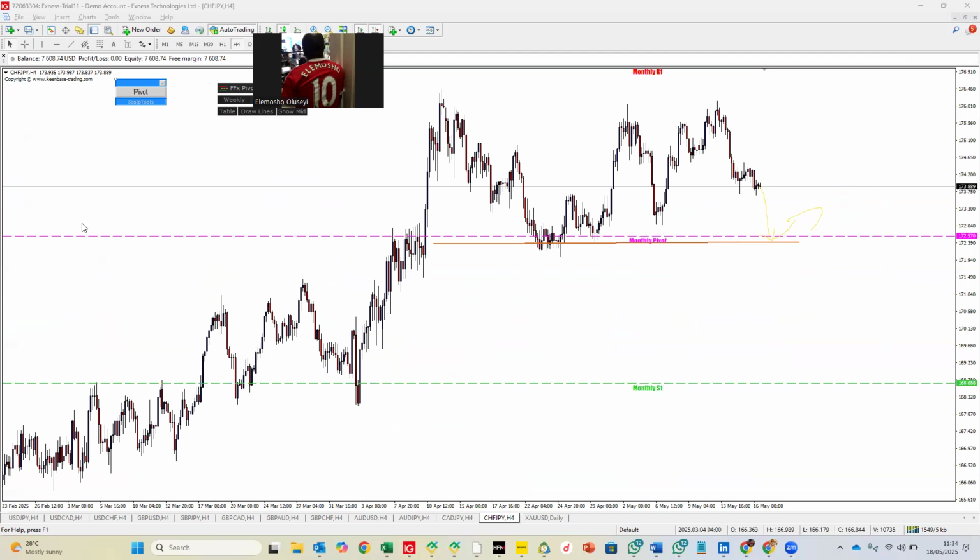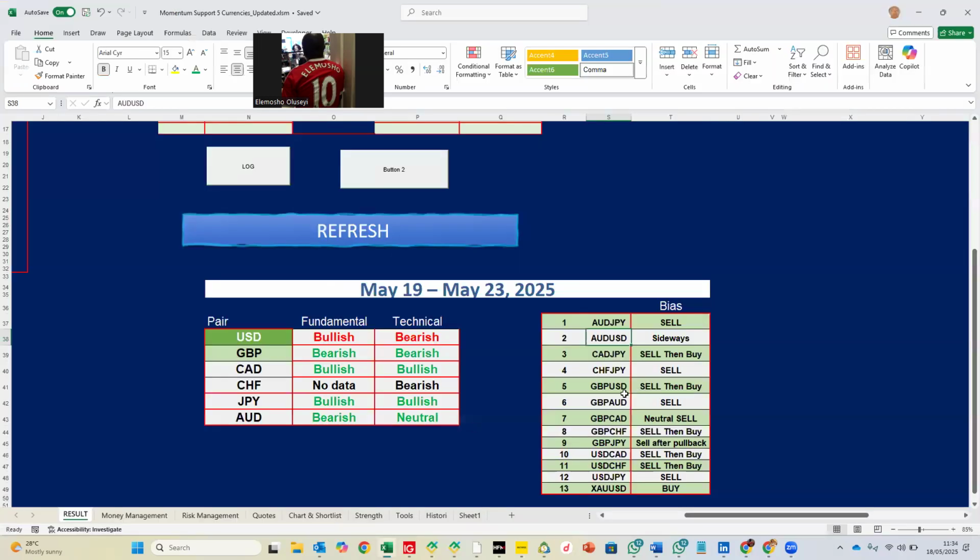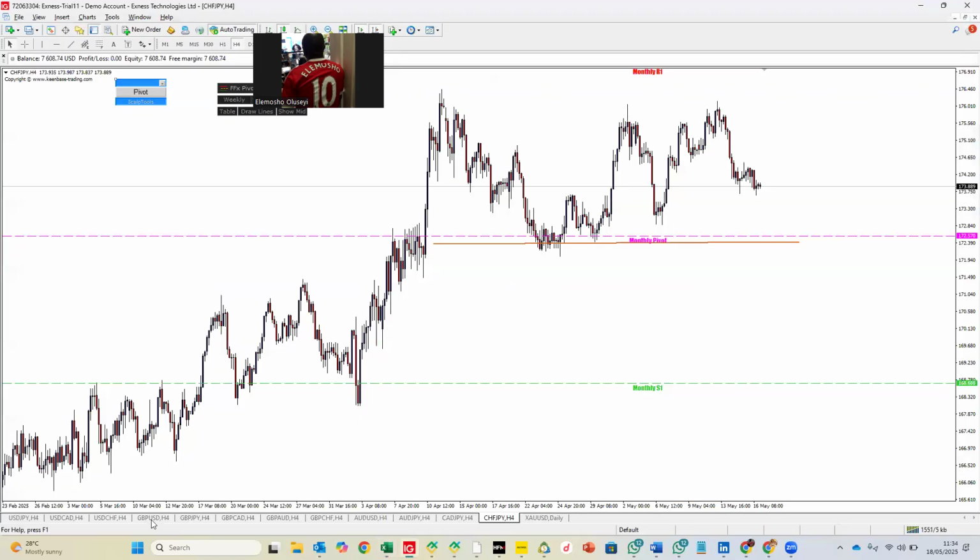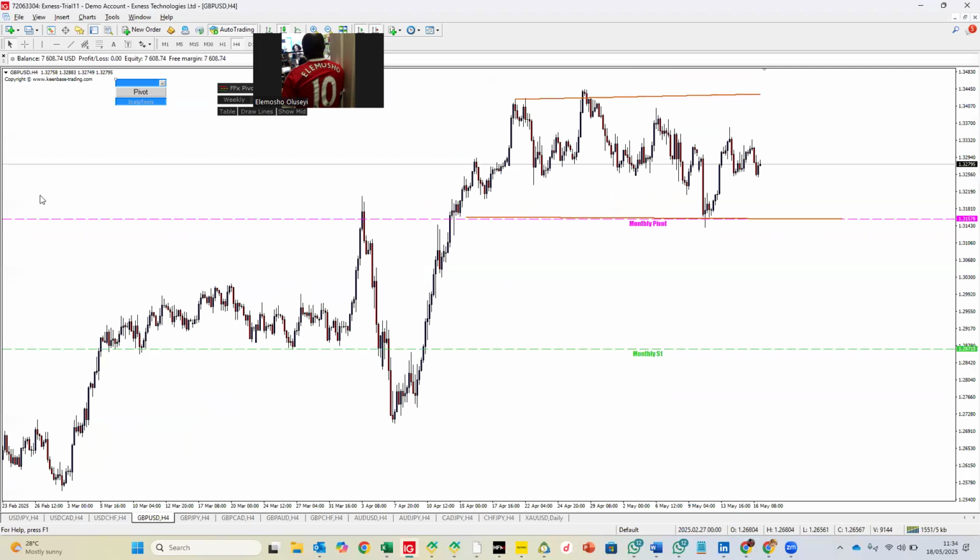And then for the next one, which is going to be pound USD, sell then buy. As you can see, we're in a sideways correction pattern right here. And there's every tendency that when USD becomes strong, price sells up to this point before we then look for a buy setup.